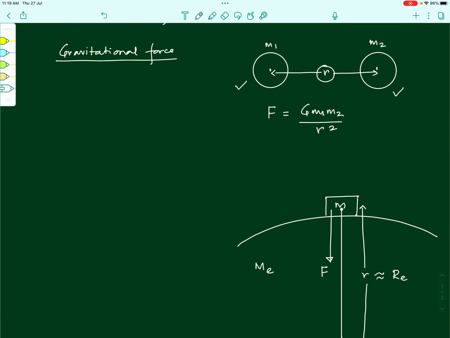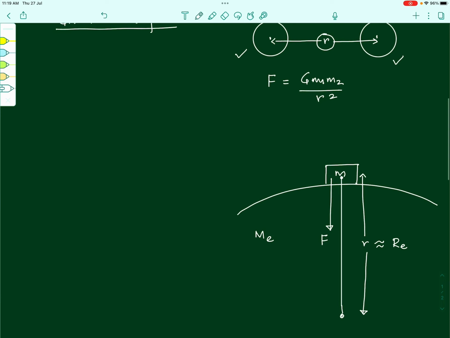So one body pulls the other body towards its center with this force, which is now for the earth-mass system given by F is equal to G, the first mass is the earth itself, the mass of the earth, times the mass m, divided by the distance between them, the center to center distance, square of that. So R_e squared, the radius of the earth whole squared. Okay, so this is the expression that we get when we are discussing the gravitational force acting on a body kept on the surface of the earth.